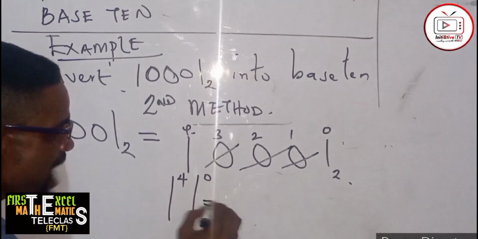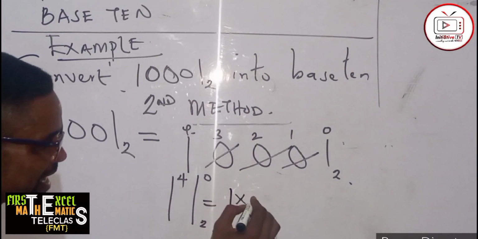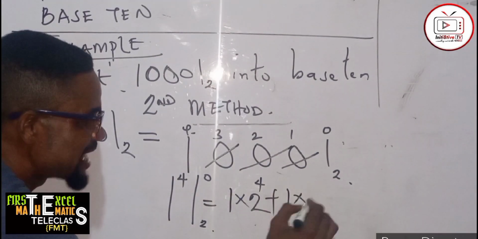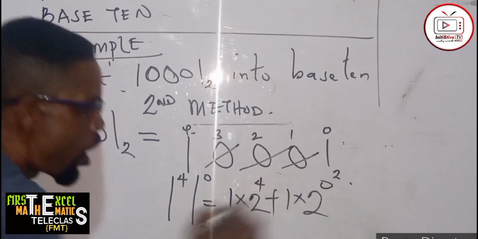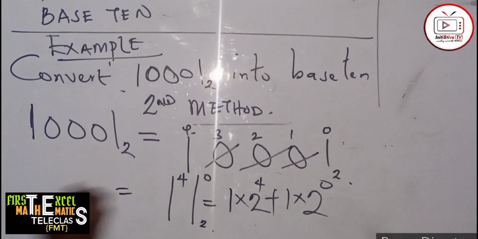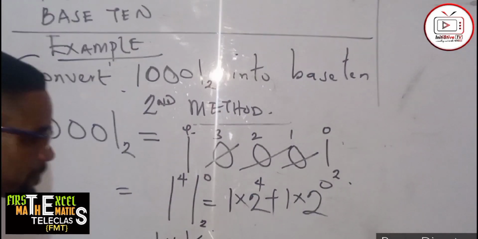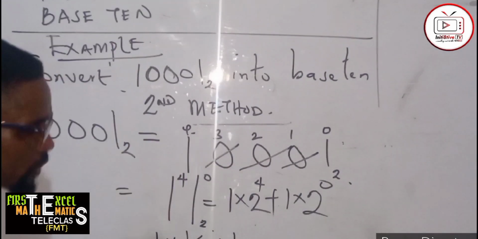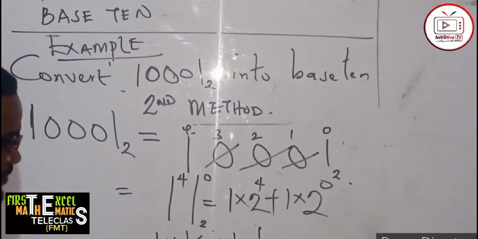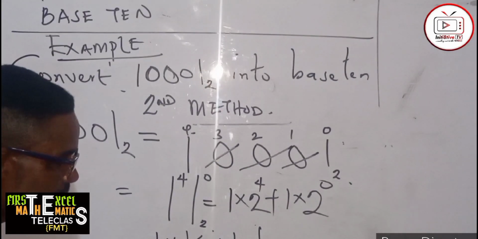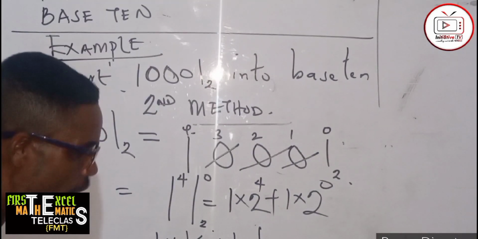Now to conclude this, I will say 1 times my base, which is 2 raised to power of 4, plus this 1 times my base, which is 2 raised to the power of 0. Now I have 1 times 2 raised to power of 4. 2 times 2 is 4. 4 times 2 is 8. 8 times 2 gives me 16. Plus 1 times 2 to the power 0 gives me 1. That gives me 1 times 16 is 16, 1 times 1 is 1. Final answer gives me 17 base 10.